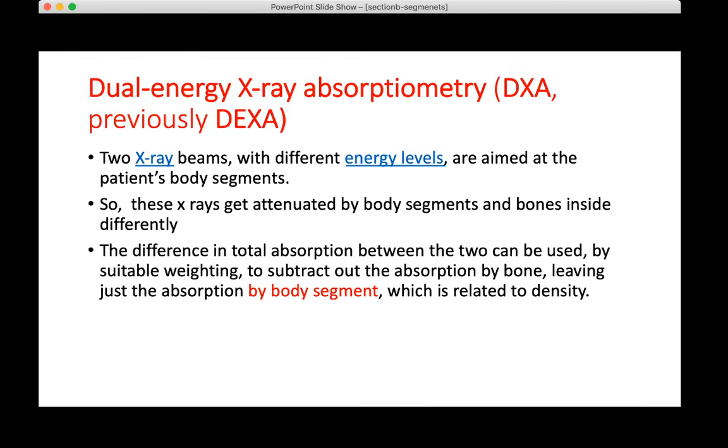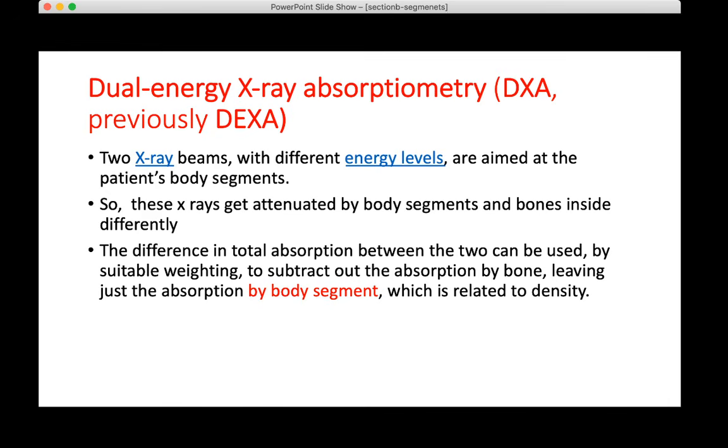So this method is very convenient. The athlete just has to lie on the bed of that machine, and then they impart two X-ray beams on the segment of interest, meaning whose measurement you want to do, for example the arm or trunk, any body segment. And these two X-rays have different energy levels, meaning they are not of the same energy.